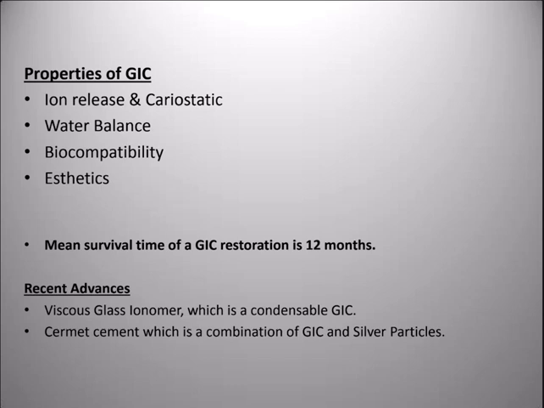The mean survival time of a GIC restoration is 12 months. So it is said that you might have to replace a GIC restoration every 1 or 2 years. Even if you place it very well, you will have to review the patient at least every 1-2 years. Among recent advances of GIC, there is something called viscous glass ionomer cement, a condensable GIC, which was introduced to replace amalgam, especially for class 2 restorations.